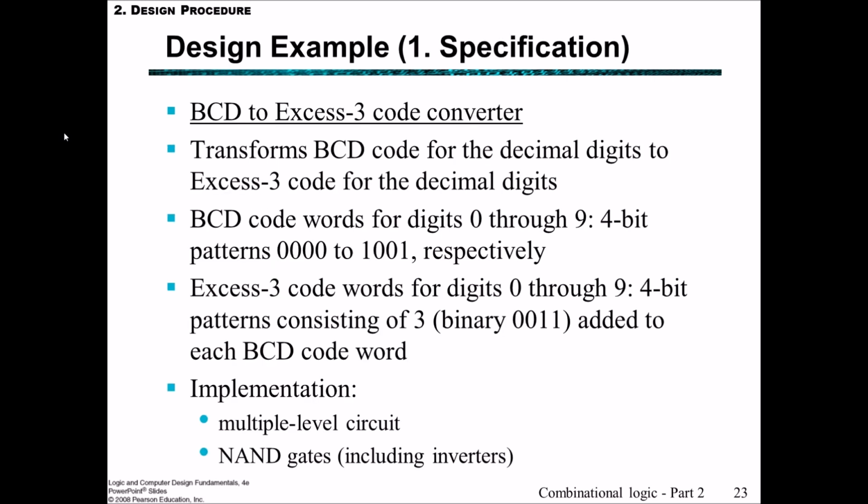In order to demonstrate this process, we're going to go through a design example. The first step is the specification, where we require a BCD to XS3 code converter. This converter is going to transform the BCD code into an XS3 code for the decimal digits. We have the BCD code words for the digits 0 through 9, which are the 4-bit patterns 0000 to 1001. Remembering from the first lecture, the XS3 code is simply the BCD code with the addition of 0011, as in adding 3 to all of the BCD code words. We require an implementation that is a multi-level circuit and also a NAND gate implementation.